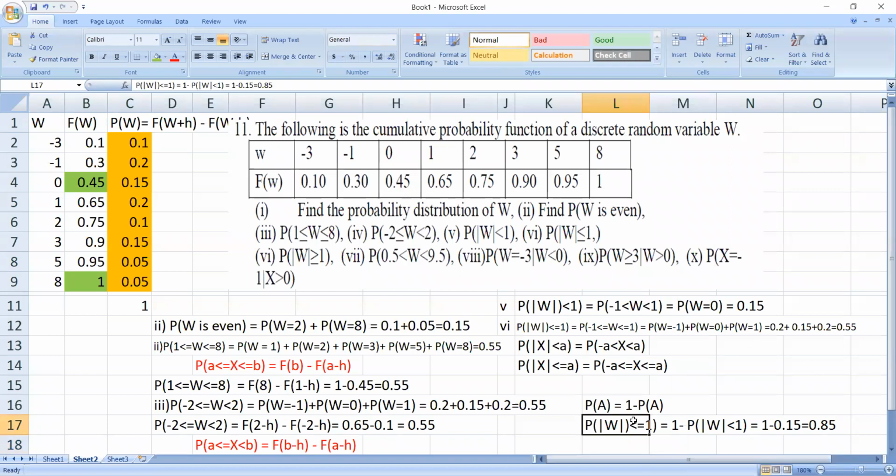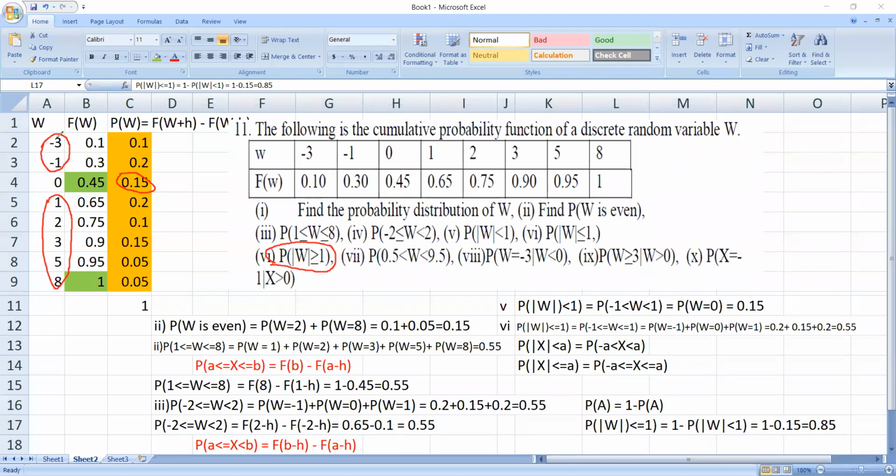Even otherwise, if you want to look at the solution from the table, mod W greater than or equal to 1 means W should be above plus 1, or W should be below minus 1, inclusive of that. Above plus 1, the favorable cases are 1, 2, 3, 5 and 8. Below minus 1, inclusive of that, these two are the cases. So except for 0.15, all other probabilities will be summed. Therefore, it is 0.85.